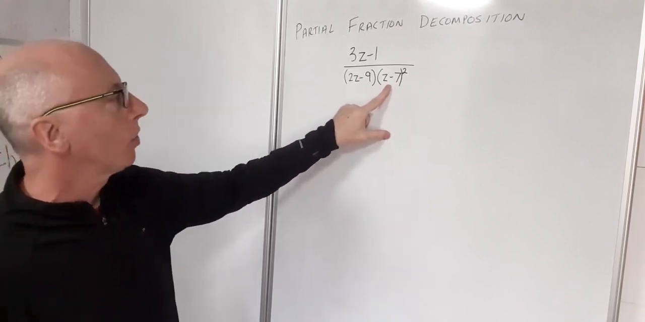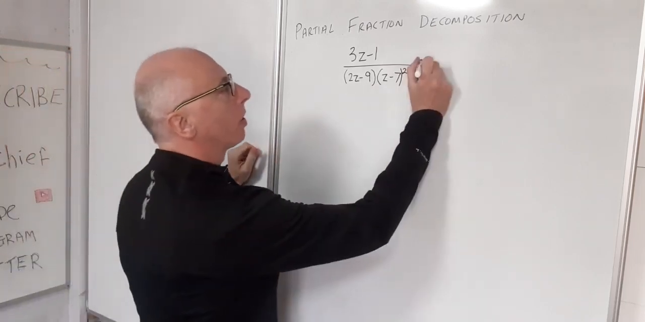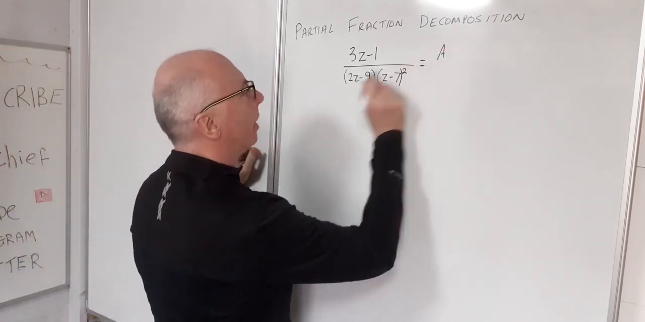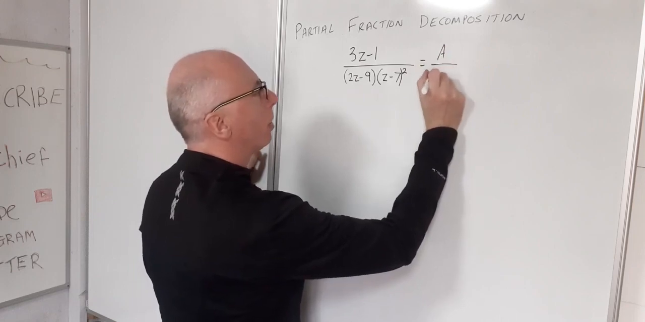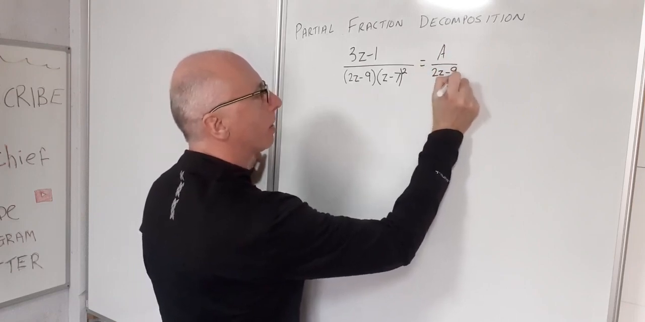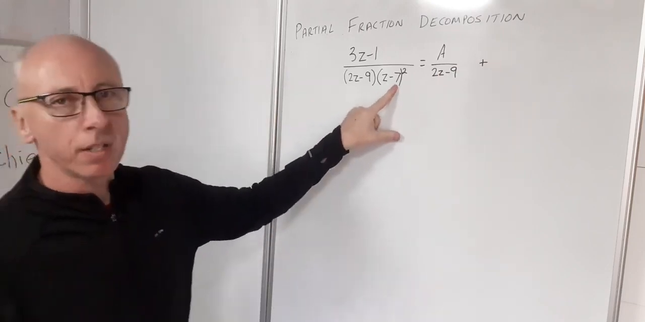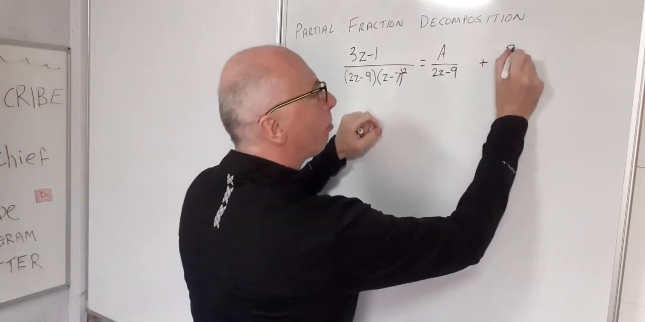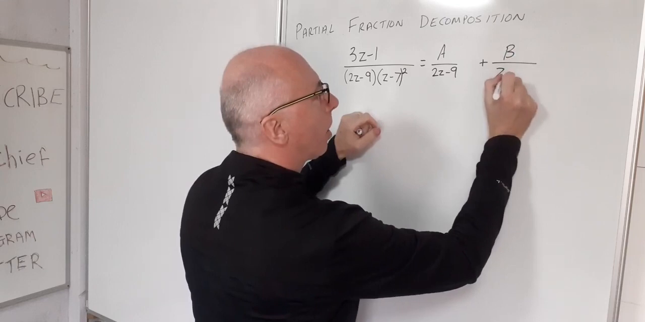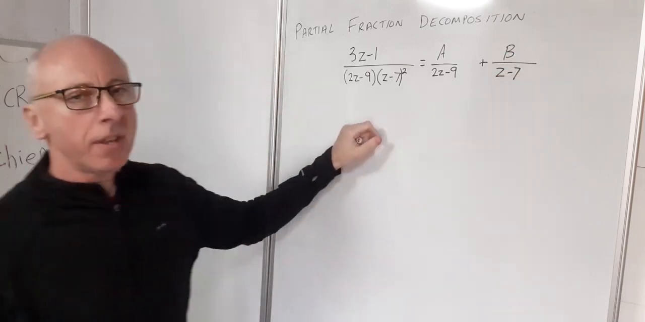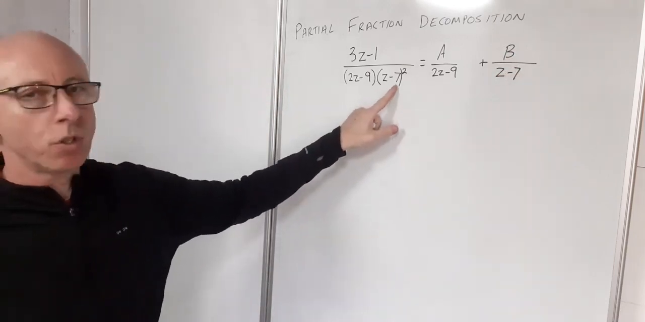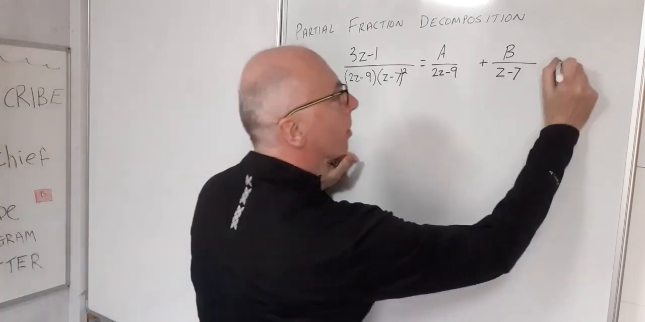So my building blocks to get the answer for this one will give me some constant a over the first one, which is 2z minus 9. Then I need another factor of z minus 7. So I need to build up the powers here. Then the next one will be z minus 7 squared and some other constant.